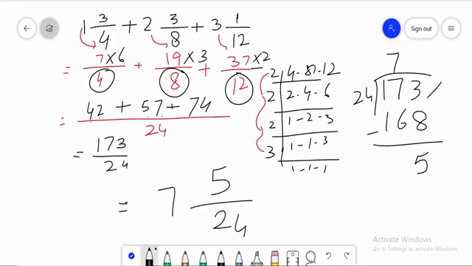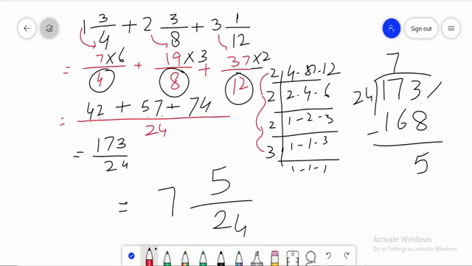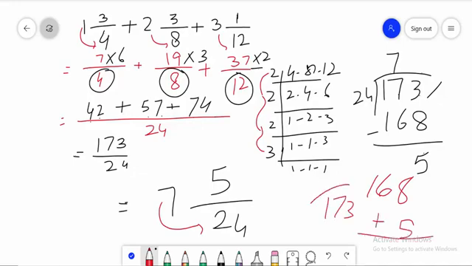This is the answer of this fraction, and if you want to check whether you did it wrong or right, just multiply 7 with 24, that would be equal to 168, and plus 5, the answer is 173. So this is the answer of this fraction.